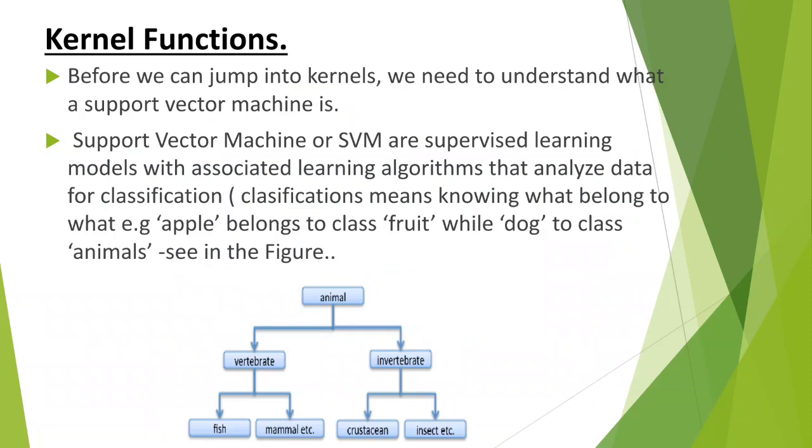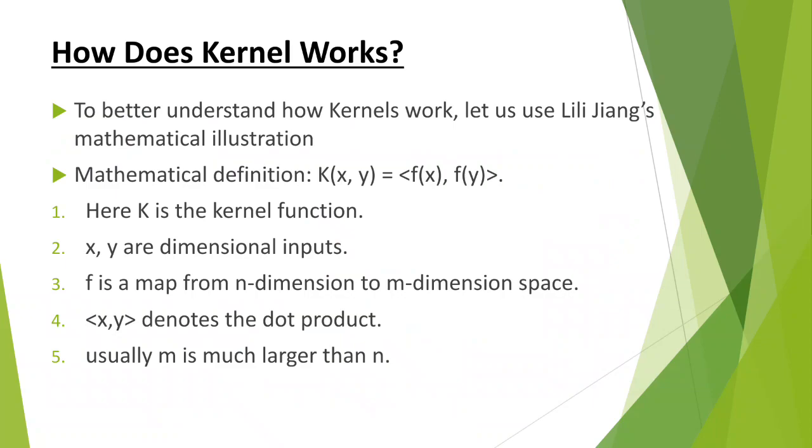Kernel functions. Before we can jump into the kernels, we need to understand what a support vector machine is. Support vector machines, or SVMs, are supervised learning models with associated learning algorithms that analyze data for classification. Classification means knowing what belongs to what. For example, an apple belongs to the class of fruits while a dog belongs to the class of animals. See in the figure, vertebrates and invertebrates belong to the class of animals, in which fish and mammals belong to the class of vertebrates, and crustaceans and insects belong to the class of invertebrates.